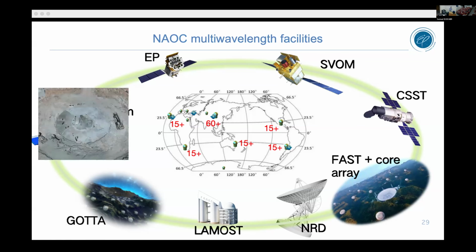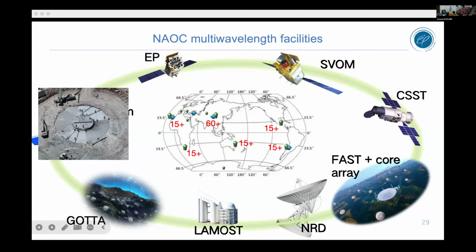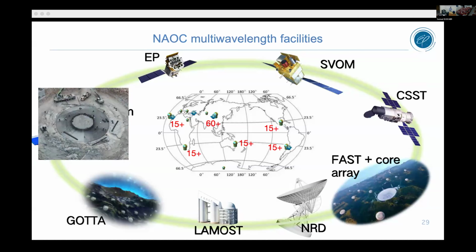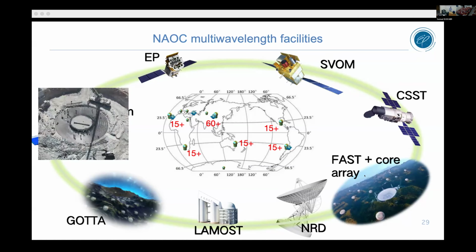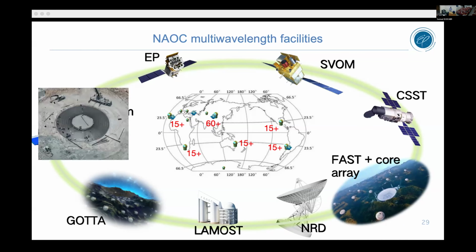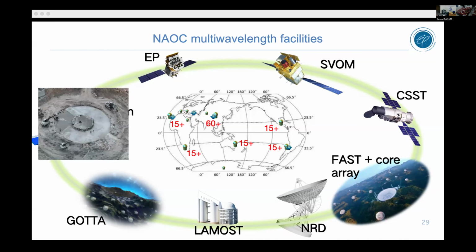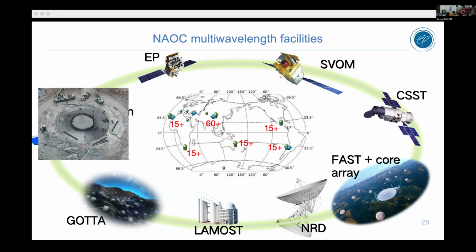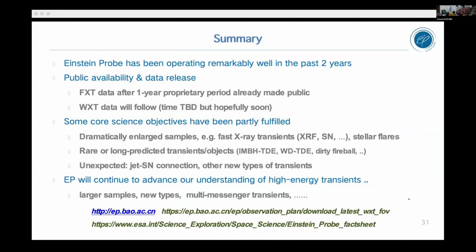And FAST will be upgraded. You know, the spatial resolution of FAST is not very good. So we are building small dishes around the big dish of FAST to increase its spatial resolution. So yeah, that's the summary. I will leave it here. Okay, thank you.